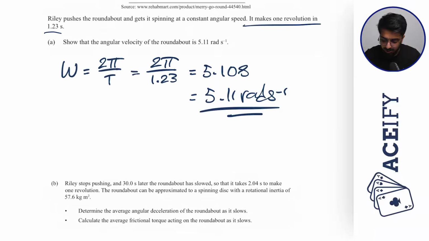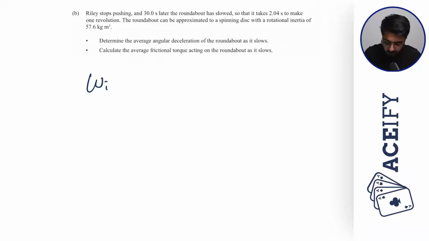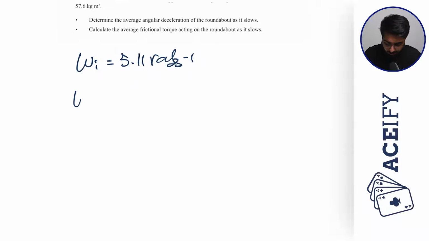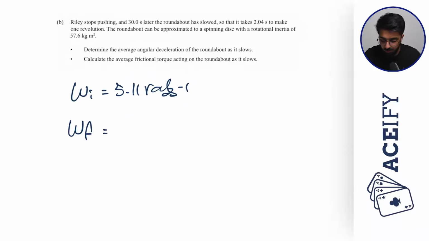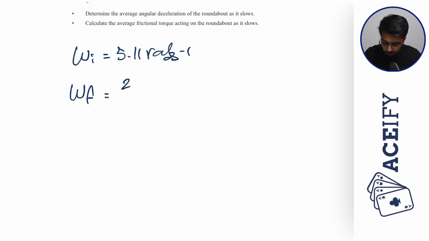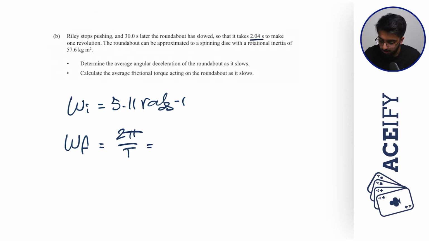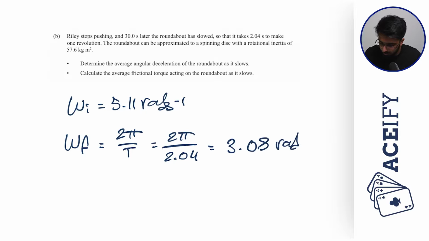Alright, so we know our initial angular velocity was 5.11, so we can write down our initial angular velocity is 5.11 radians per second, okay? Now our final angular velocity can be found the same way our initial was found, where we have 2 pi all over our period, where in this case our period is now 2.4 seconds, so 2 pi all over 2.4, and that gives us a final angular velocity of 3.08 radians per second.